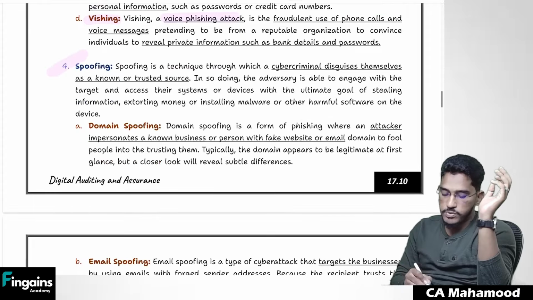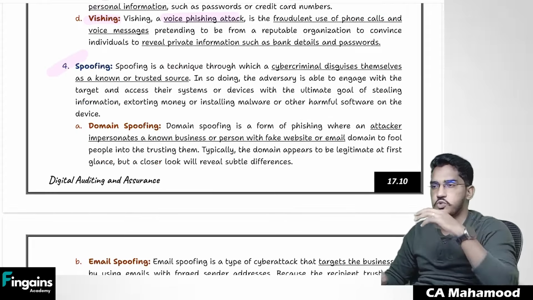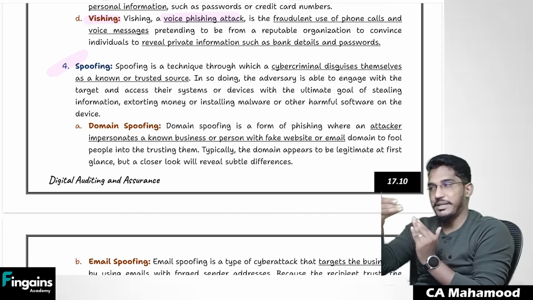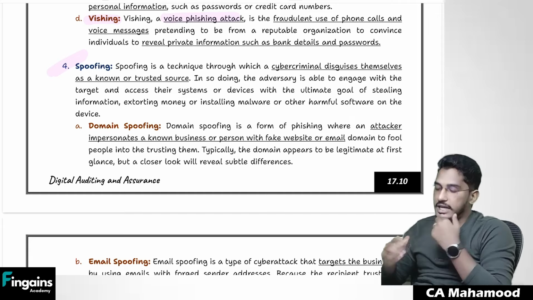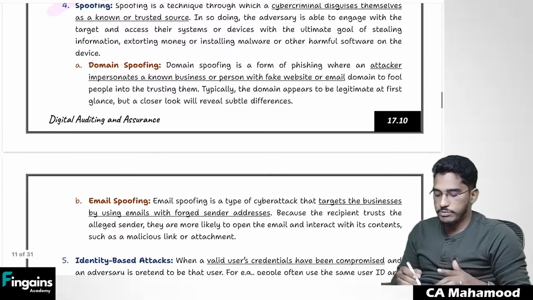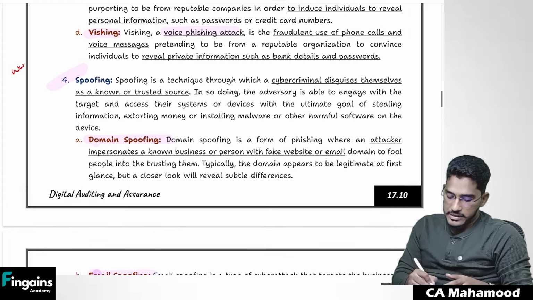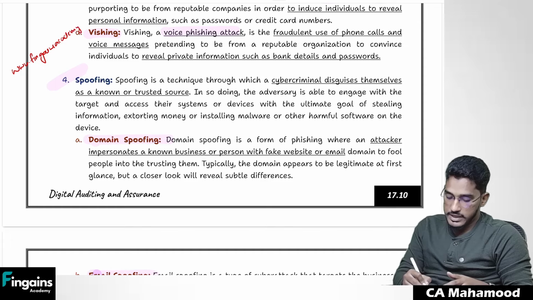Then we have something called spoofing. What do you mean by spoofing? Spoof means duplicate. So spoofing is a kind of attack where they try to replicate original things. This spoofing can also take two ways. One is domain spoofing and the other is email spoofing. I will tell you one example. My website is www.fingains.academy. Academy, A-C-A-D-E-M-Y. This is my website.